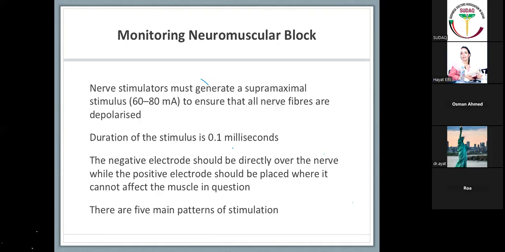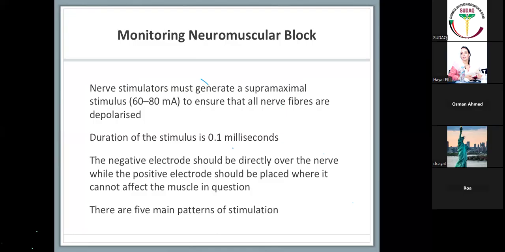That will be in the range between 60 to 80 milliampere to ensure that all nerve fibers are depolarized, and then we will get some twitch. For that twitch, we will identify the duration or the depth of the block. The duration of the stimulus usually is around 0.1 millisecond. The negative electrode usually will be placed directly over the nerve in question, while the positive will be placed somewhere else, away from where it cannot affect the muscle in question.